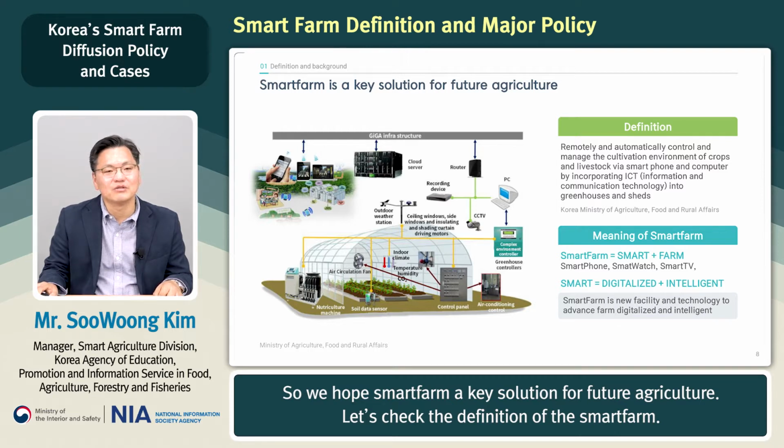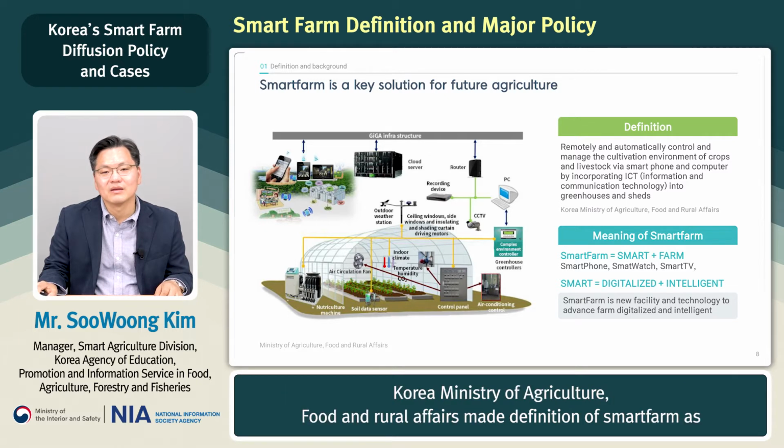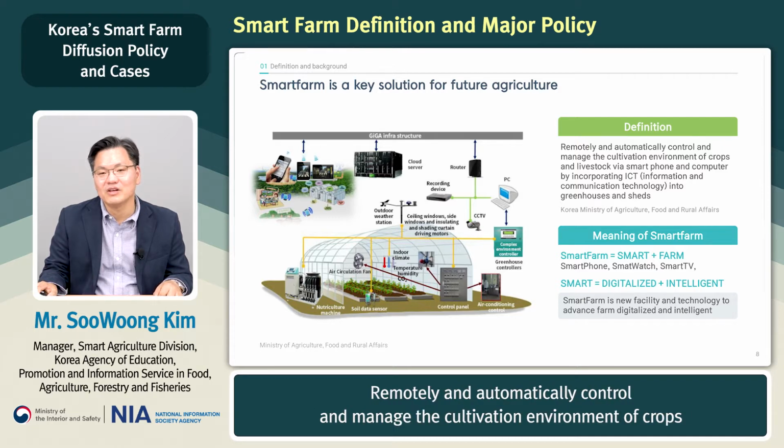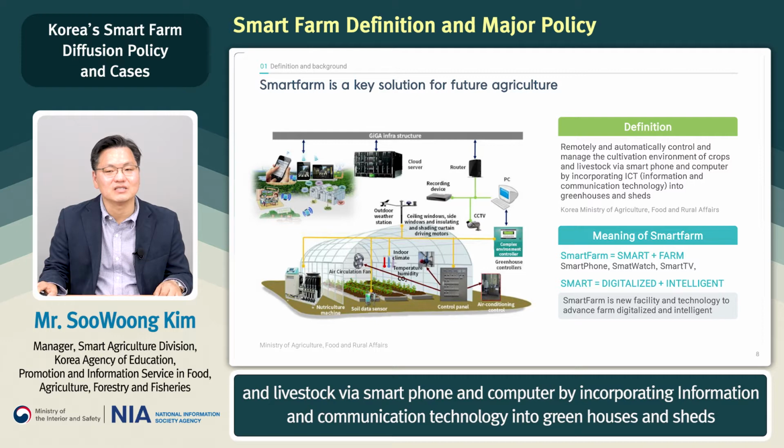Let's check the definition of the smart farm. The Korea Ministry of Agriculture, Food and Rural Affairs defined smart farm as remotely and automatically controlling and managing the cultivation environment of crops and livestock via smartphone and computer by incorporating information and communication technology into greenhouses and sheds.